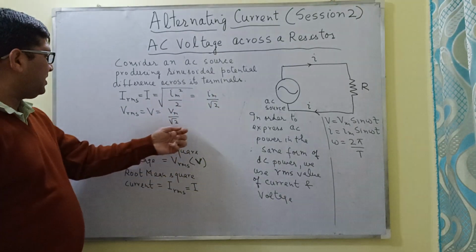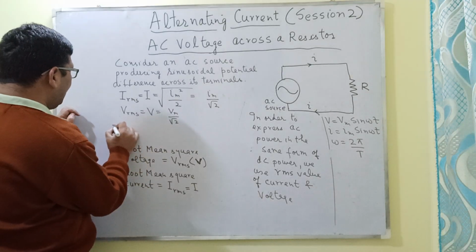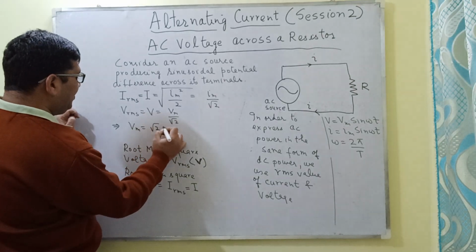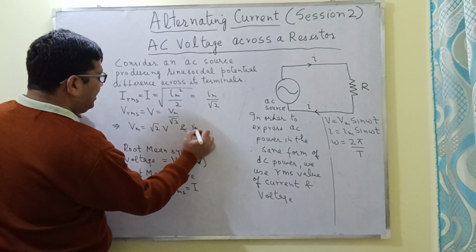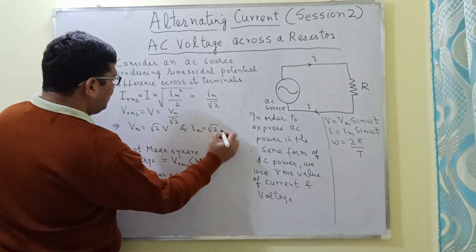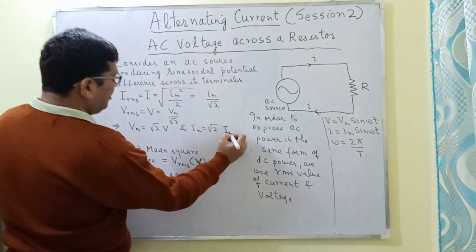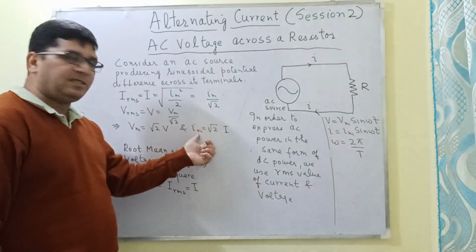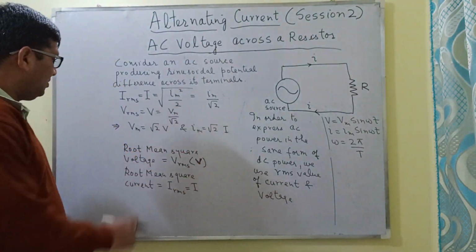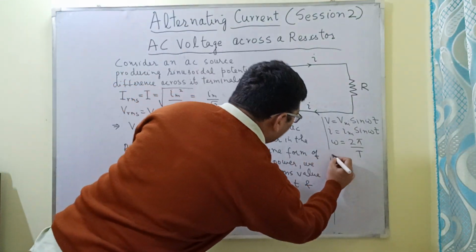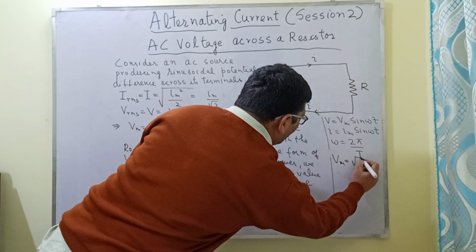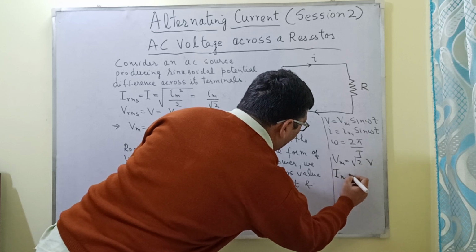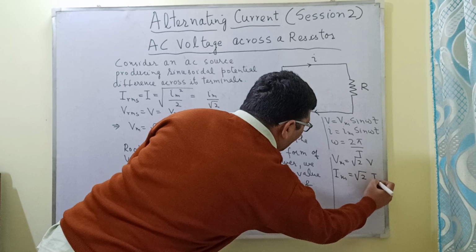Or in other words, it implies that Vm is equal to root 2 V and Im is equal to root 2 I, where Vm is the amplitude of the oscillating potential difference and Im is the current amplitude. So these are the two important relations. Vm is equal to root 2 V and Im is equal to root 2 I.